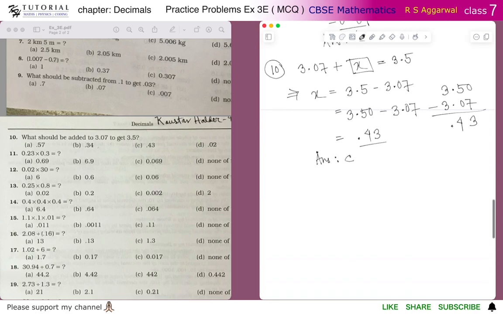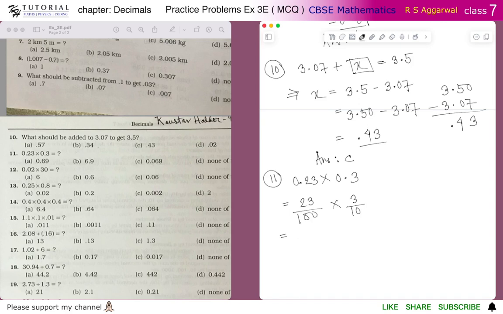Okay, so the answer is C. Okay, 11. It is asking to find 0.23 multiplied by 0.3. So this is a multiplication of a decimal number by a decimal number, which we have discussed in the previous video. That was part 3 of class 5. What do we do? We first convert the decimal numbers to decimal fractions. So 0.23 becomes 23 by 100, and 0.3 becomes 3 by 10.